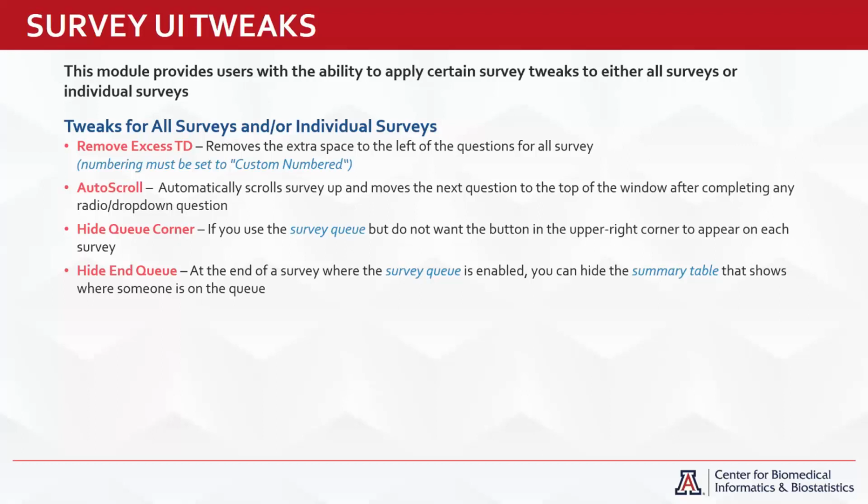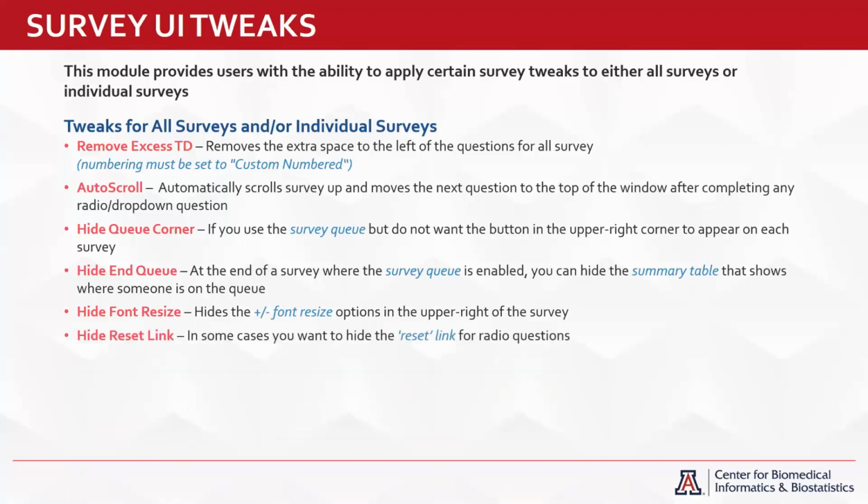The next thing is you can hide the font resize option that's up in the right-hand corner if you don't need that. You can also hide any of the reset links for drop downs and radio buttons.